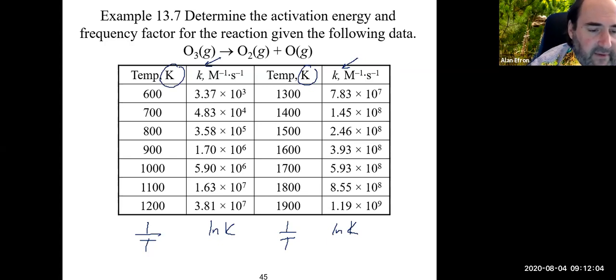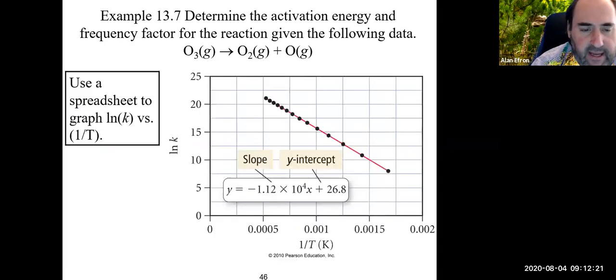And that would then provide the information we need to actually do the plot of our natural log of K versus 1 over the temperature, which again should yield us a straight line. So typically you'll be given some type of table like this. You have to do a little bit of manipulation. And if you do that and do a graph, you get something that looks like this.